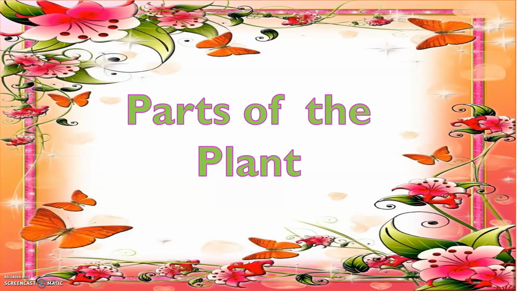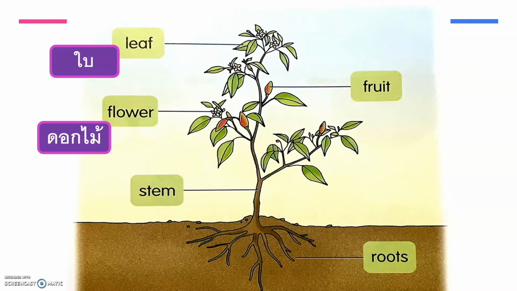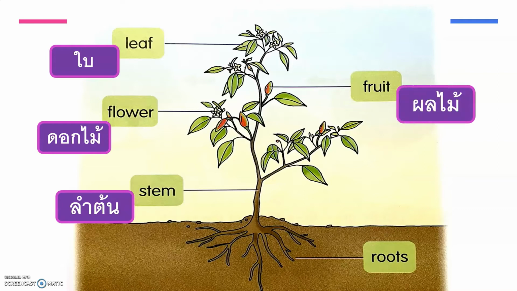Parts of the plant. Leaf, flower, stem, fruit, and roots.